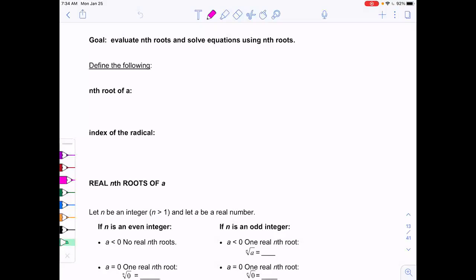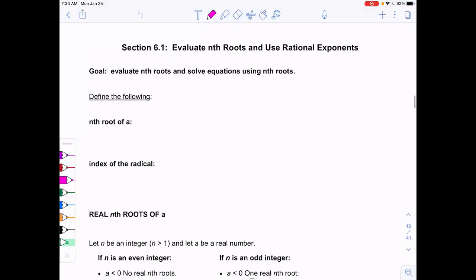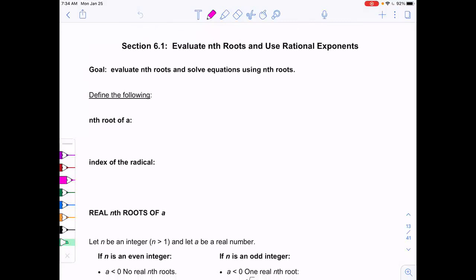So today we are going to look at evaluating nth roots and solving equations using nth roots. And I'll talk about that word root in a minute. It has been something that we've looked at before. We're also going to look at rational exponents and what it means to have a rational exponent.